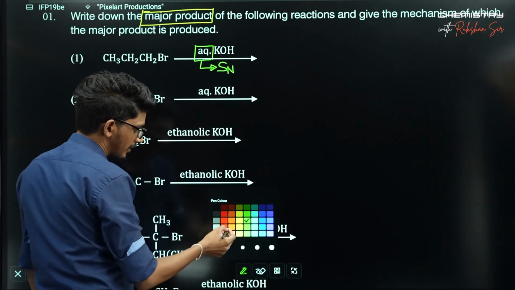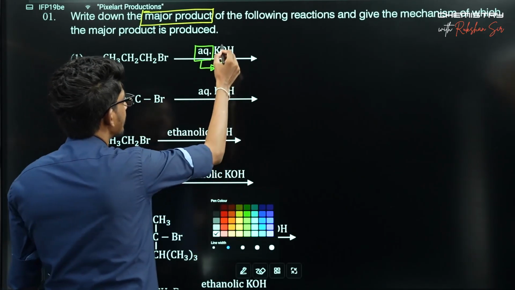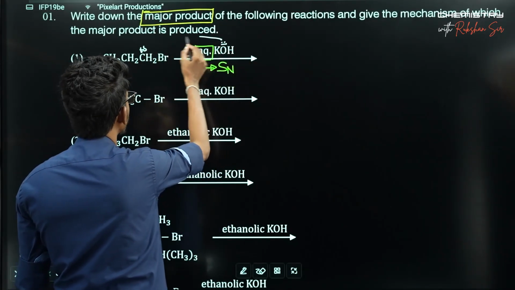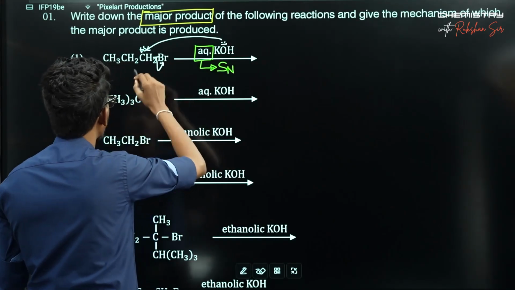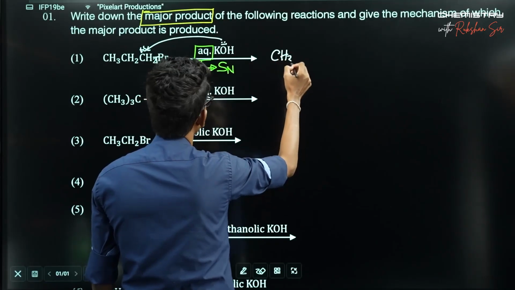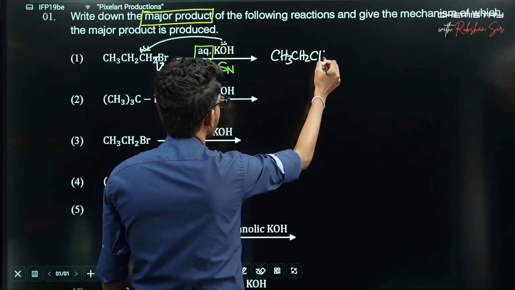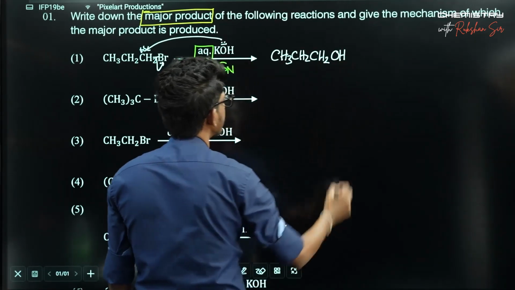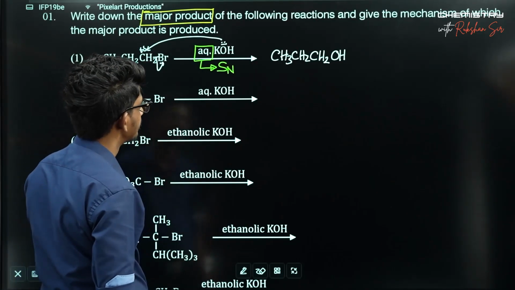So, let's write the product. Nucleophilic substitution product means just this OH minus will attack this carbon and this thing will leave, right? That is how nucleophilic substitution occurs. So your product is going to be this. Just instead of the Br, the OH minus will substitute. Major product: nucleophilic substitution product. Okay.